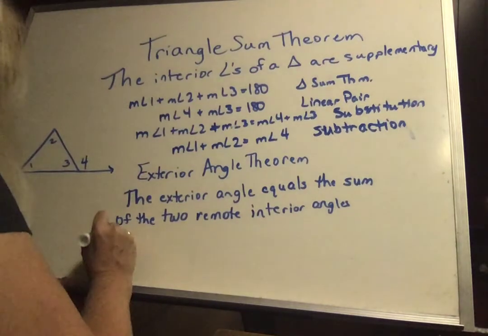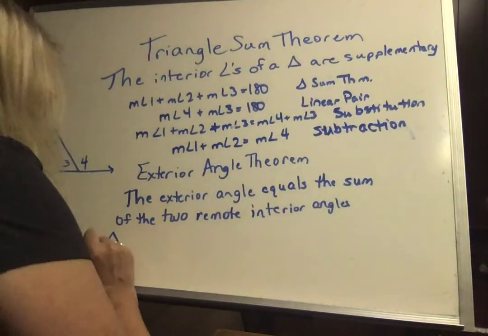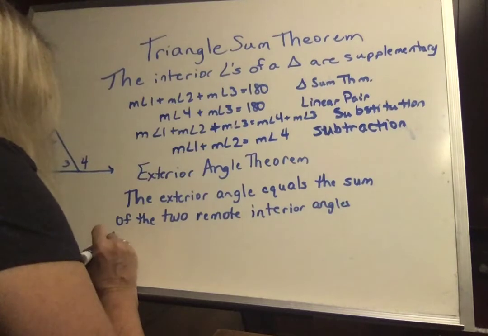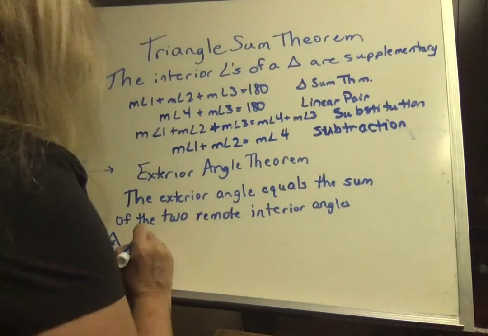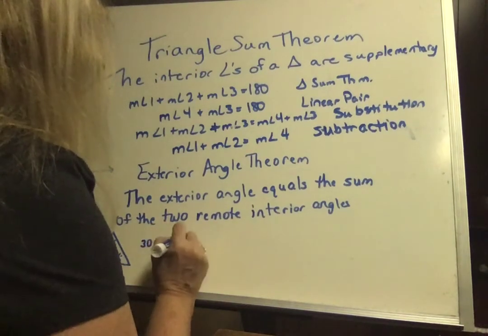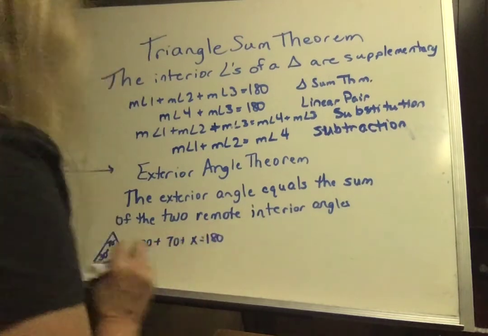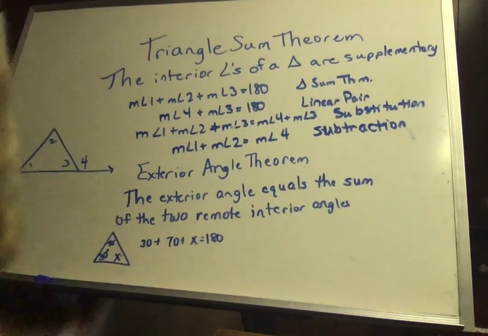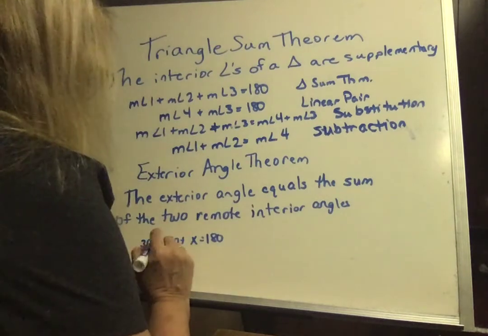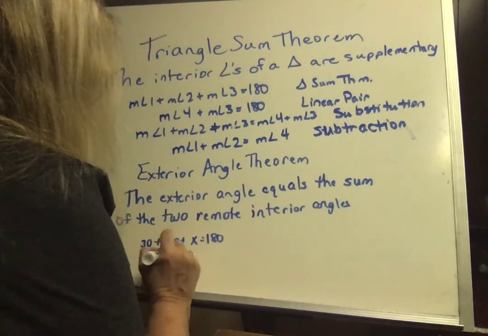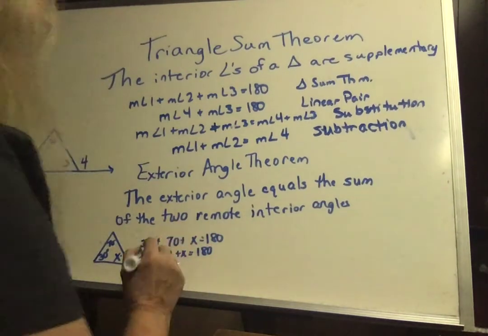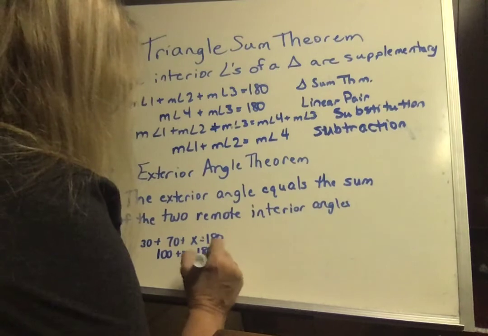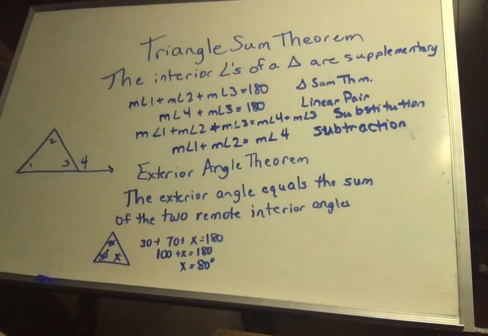So a couple quick examples. If we have a triangle and we know 2 of the interior angles, 30 degrees, 70 degrees, I'm making them up, we can find x, because 30 plus 70 plus x equals 180. The 3 angles always add up to 180. So 30 plus 70 is 100. Combine like terms. Then subtract 100 from both sides. So we know that x equals 80 degrees.